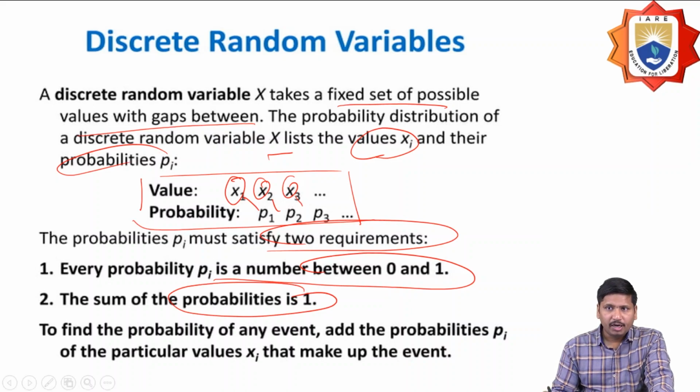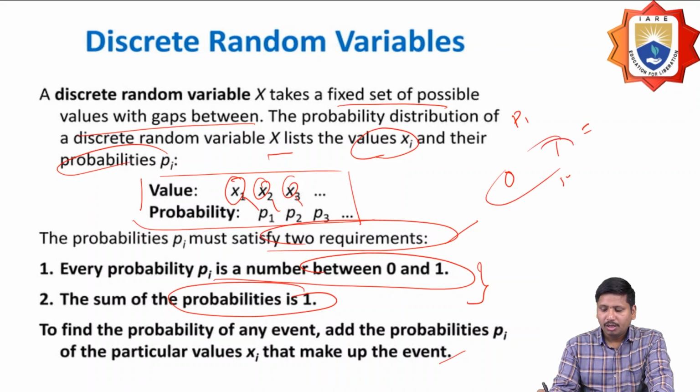To find the probability of any event, we have to add the probabilities of the particular values that make up the event. Okay, so these are the two requirements to be remembered. The probabilities we calculate must satisfy two properties: all the probabilities should lie between 0 and 1, and the sum of all these probabilities should be 1 here. Those are the two requirements we have to remember.